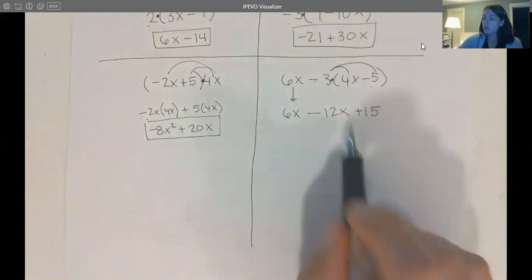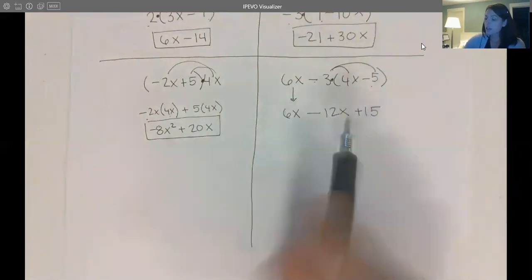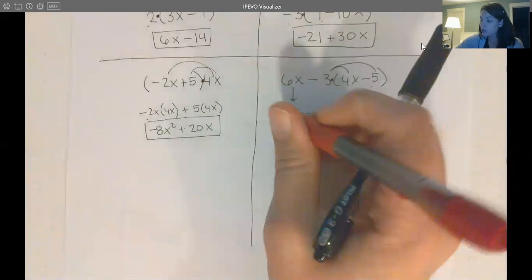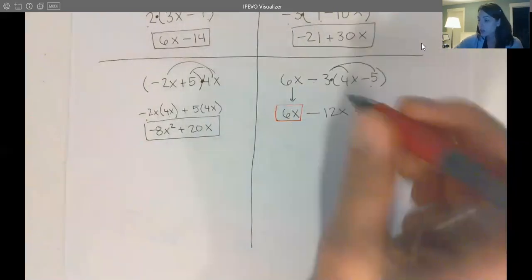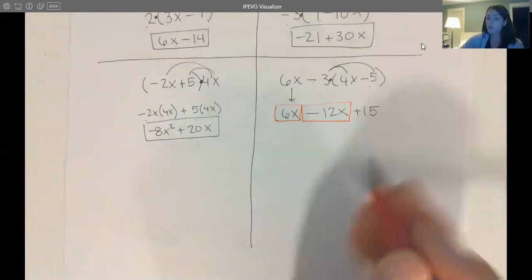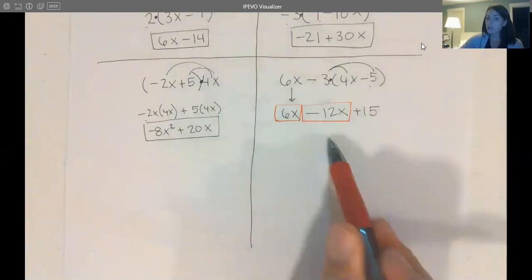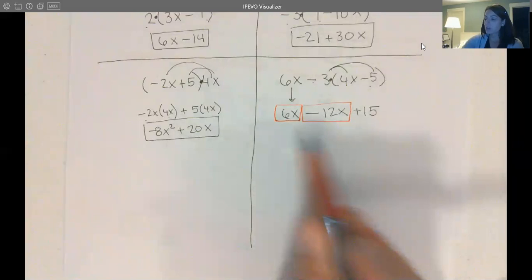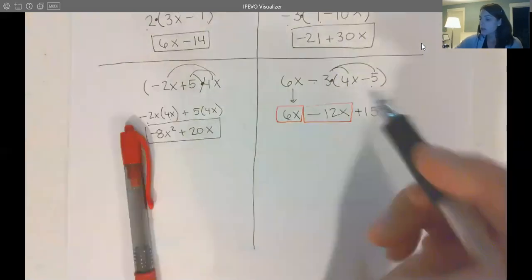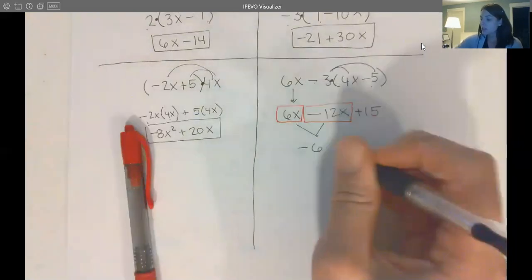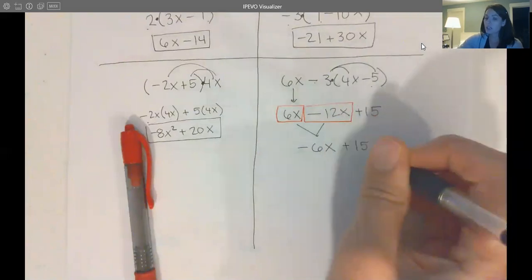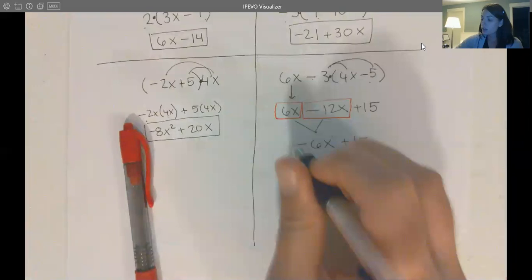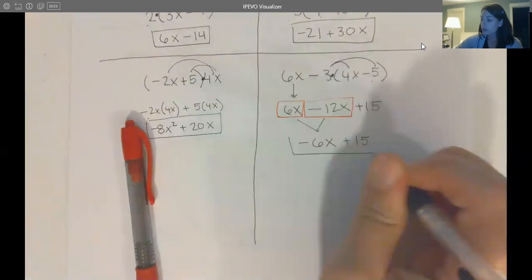Now that I've distributed, I can see that I have like terms here. So this 6x can be combined with this negative 12x. They're like terms, same variable, same exponent. So I can combine those to become negative 6x, and I still have this plus 15 at the end. Let's look at another example like that.